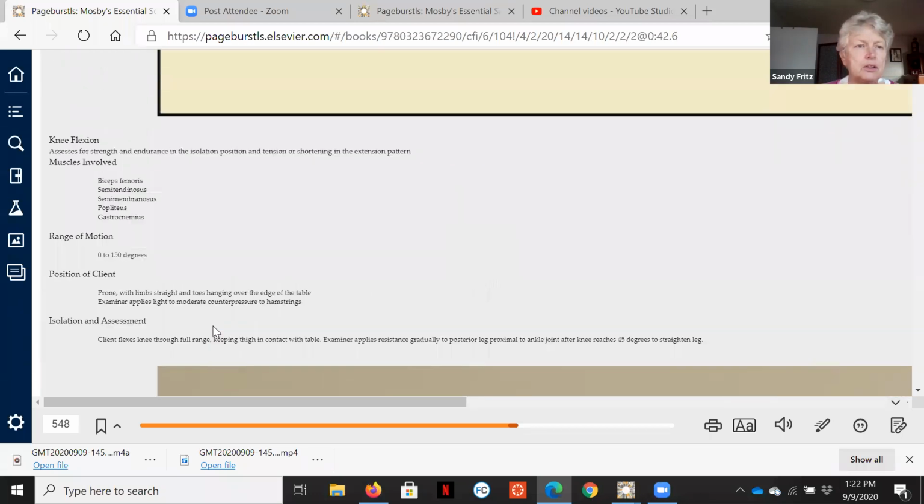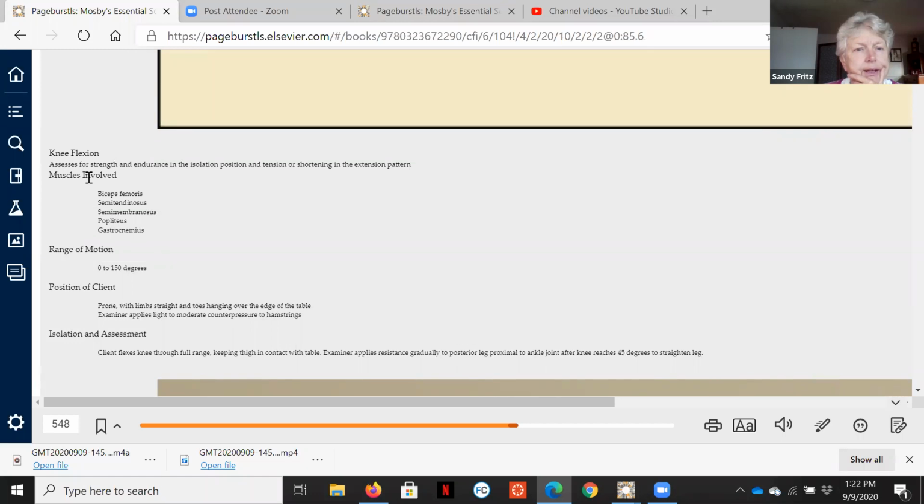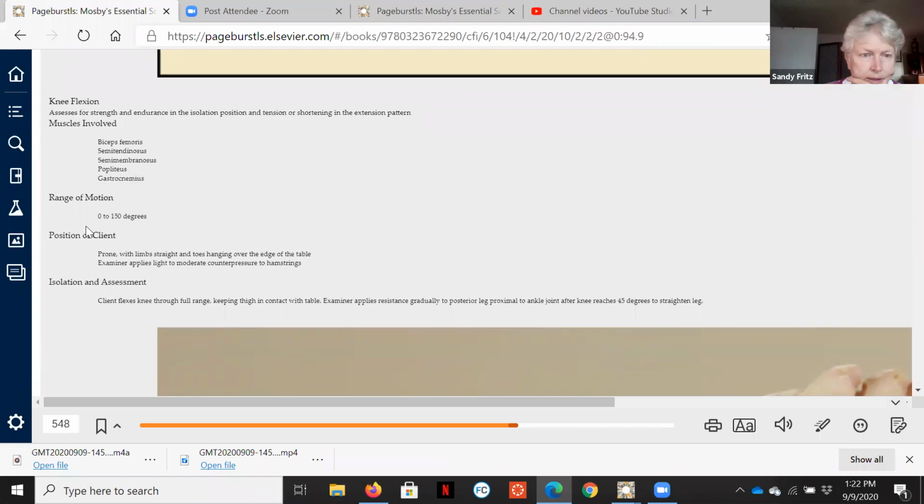So what you find here is a list of main muscles involved. We've got the hamstring group that would be in the posterior thigh, and we have the popliteus and the gastrocnemius that would be probably described more in the lower leg. So we can look up these muscles and learn more about them, which is what we're going to do. Then we can look here.